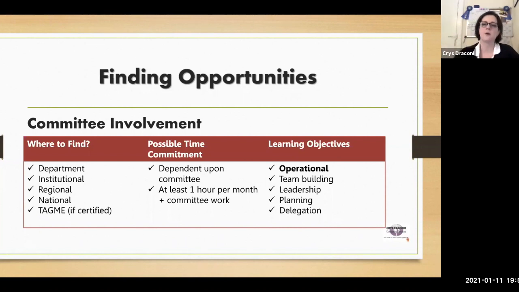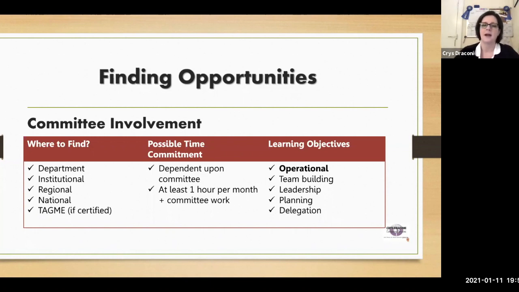Some committees will be more aggressive about that sort of thing, and if you aren't doing the minimum, they will ask you to leave the committee. So learning objectives you can learn by being involved in this sort of thing are obviously operational skills, how to team build and work with each other, leadership. Even if you don't hold a chair or leadership position on that committee, you're still learning leadership skills because there's delegating involved, which of course I just jumped on delegating, and planning.